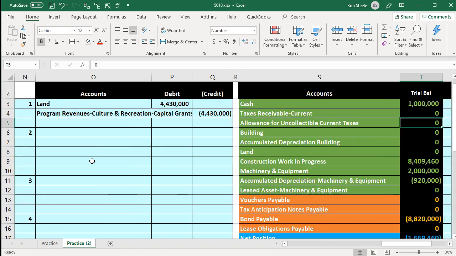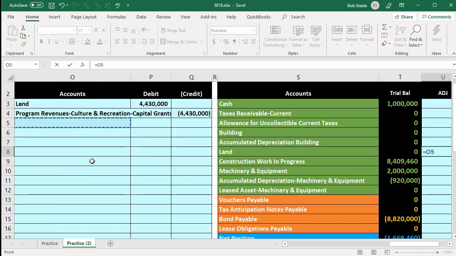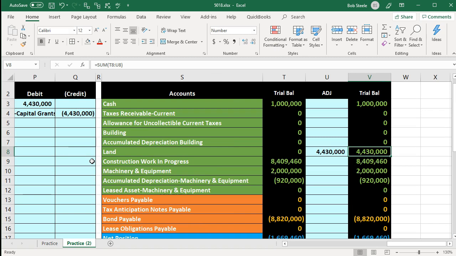Let's go ahead and record this. It should do kind of what we would think. We're going to think land is going to go up. That would be what is expected. Remember that the government-wide activity is on more of a normal type of accounting accrual basis. So the land is going to go up. I'm going to be in U8. I'm going to say equals and point to the land to increase the land item.